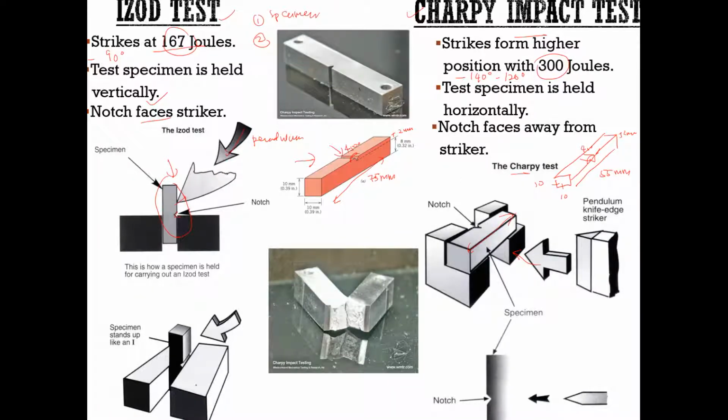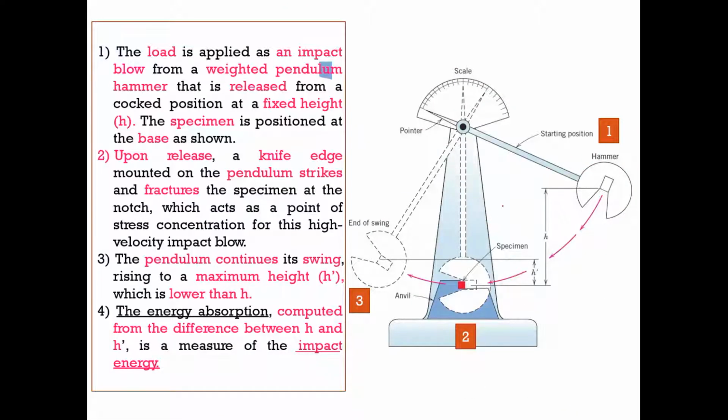Now let us look at how this test is done. So this is the testing machine. We have the scale here, we have the pendulum hammer, and this is the specimen. First, the load is applied as an impact blow from a weighted pendulum hammer that is released from the cocked position at a fixed height, which is H. The specimen is positioned at the base as shown.